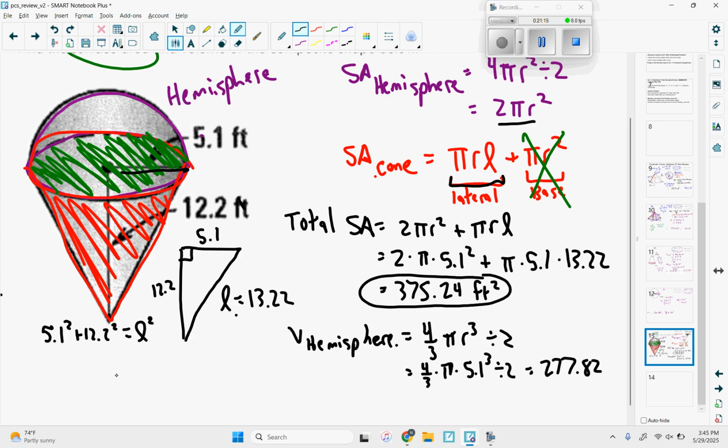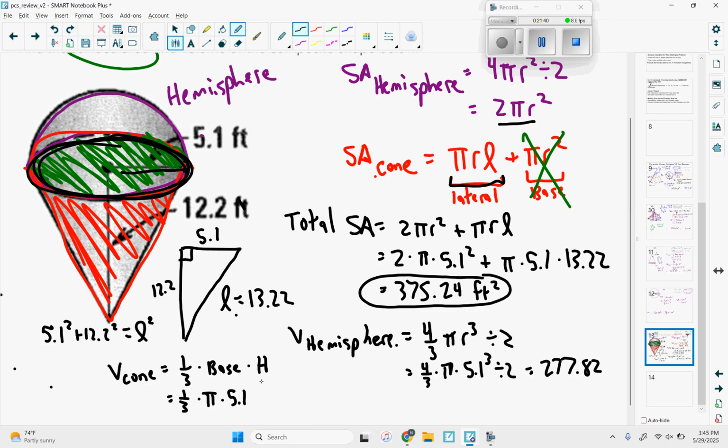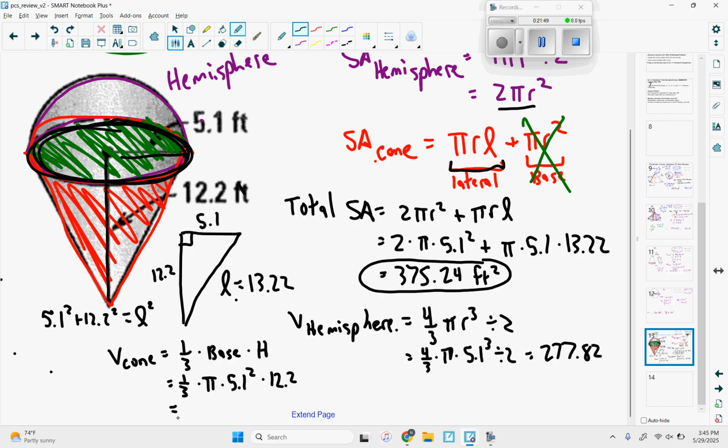Then we want to find our volume of our cone. The volume of the cone is, again, that generic formula, 1/3 times the base area times the height. The base, now we're going to use this base, and that is pi r squared. So that's pi times 5.1 squared times our true height, 12.2. And that volume, when we put in the calculator, we get approximately 332.3.